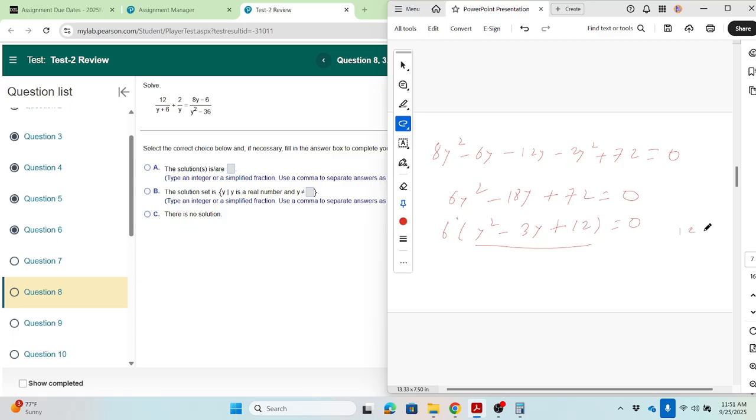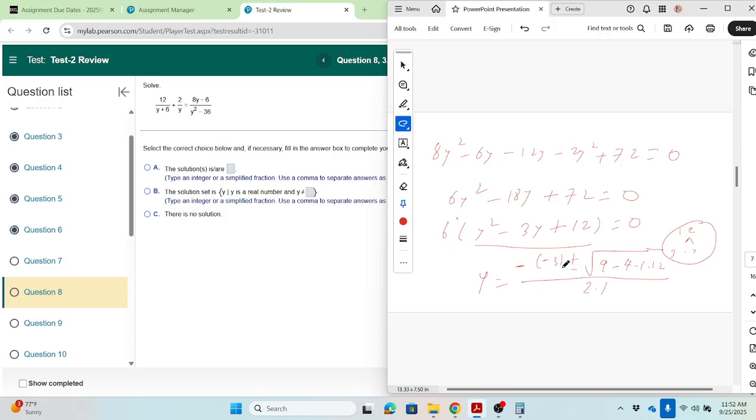So 12: 3 times 4, 6 times 2, and that's all. That doesn't give you anything. So to find the solution of this, we can use the quadratic formula. So the quadratic formula: y equals negative b, which is negative 3, plus minus square root of b square, which is 3 square is 9, minus 4 times a times c. 4 times a is 1, c is 12, divided by 2 times a, which is 1.